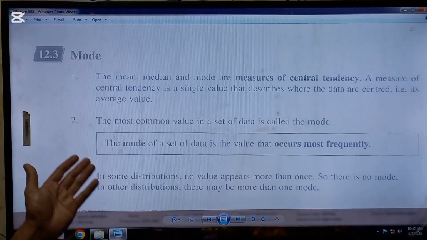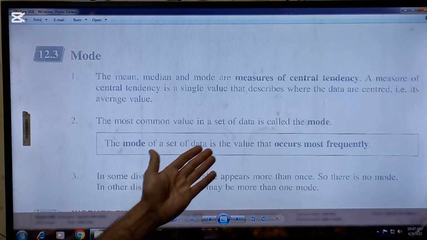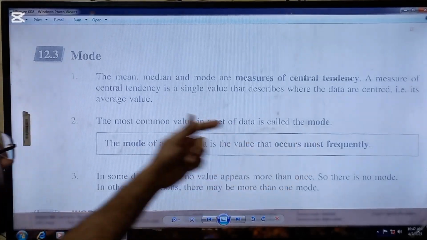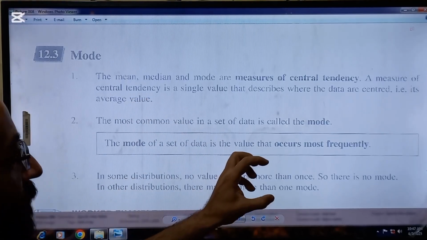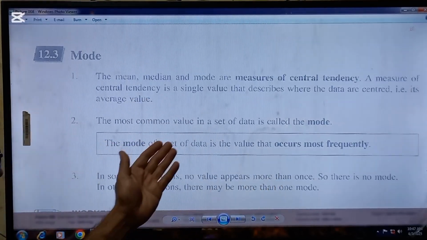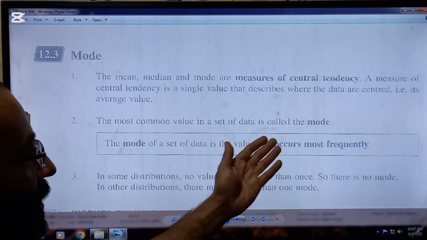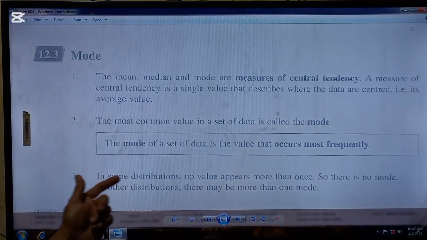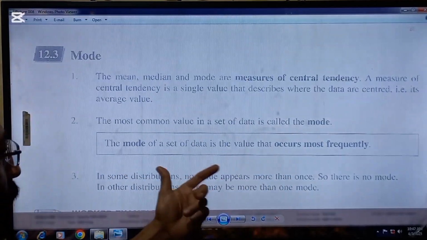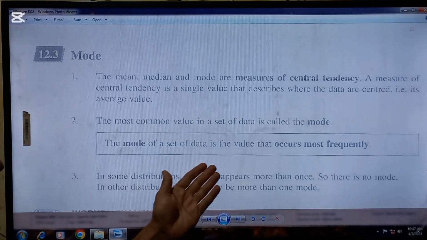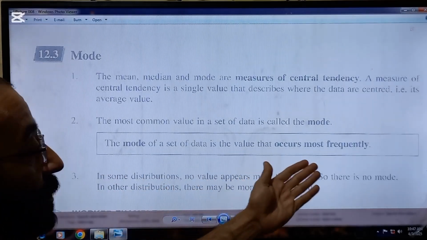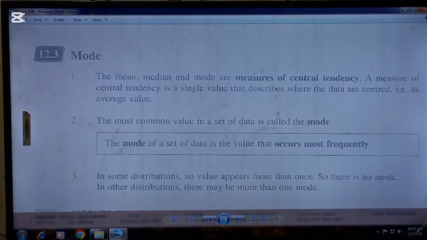So the second point: the most common value in a set of data is called the mode, because today's topic is the mode. So we are moving particularly towards the mode now. The most common value in a set of data is called the mode. And here is the most proper definition: the mode of a set of data is the value that occurs most frequently.